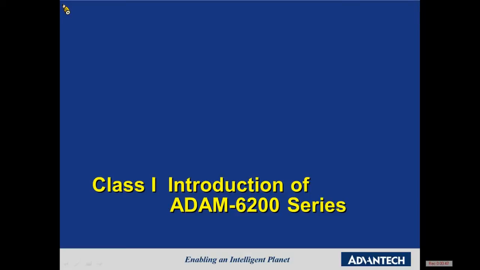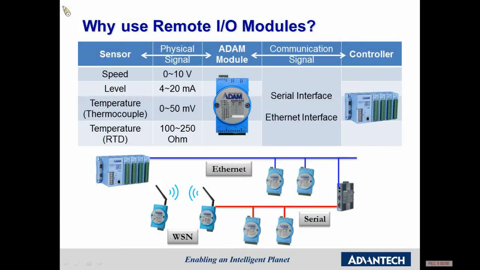First class is the introduction to the 6200 series. Why use remote I/O modules? Remote I/O modules will receive signals from the field I/O devices and sensors, and then transfer that information into a standard protocol using a serial or Ethernet interface to the controller. Sometimes we use wireless, such as the ADAM-2000 series down here.